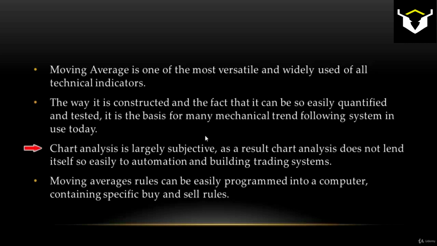Chart analysis is largely subjective. As a result, chart analysis does not lend itself so easily to automation and building trading systems. For example, a double top, double bottom or a head and shoulders pattern cannot be quantified, and a set of rules cannot be built to identify them. Whereas you can very easily formulate a set of rules if you are building a trading system based on moving averages. Moving average rules can be easily programmed into a computer containing specific buy and sell rules.